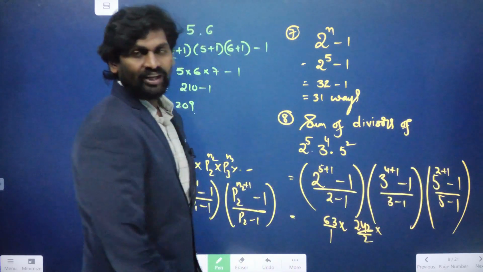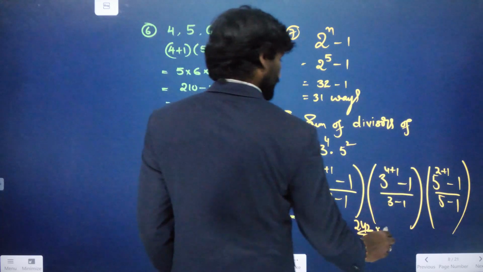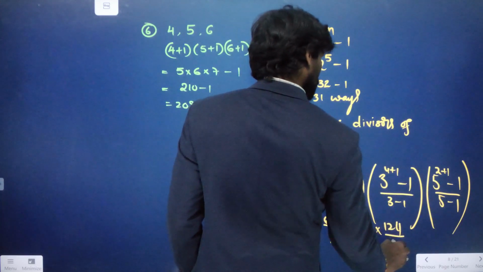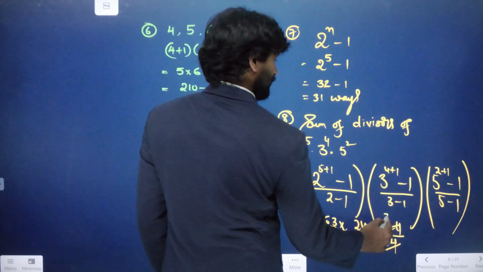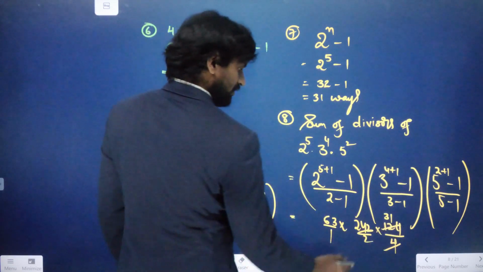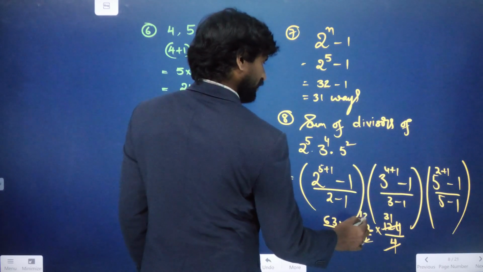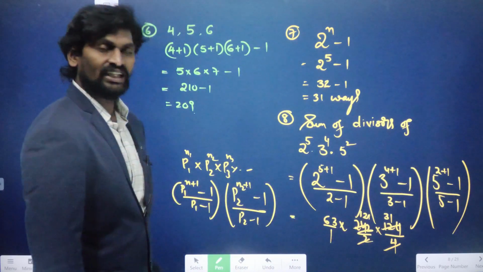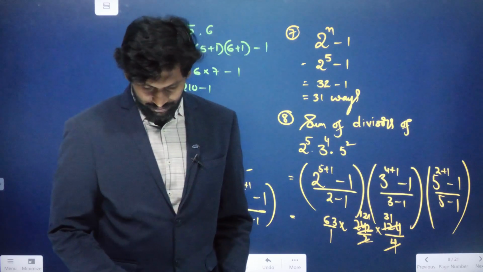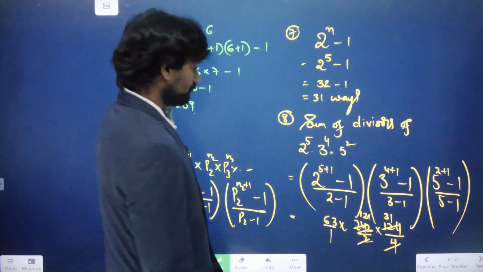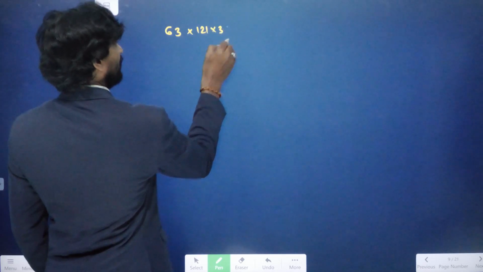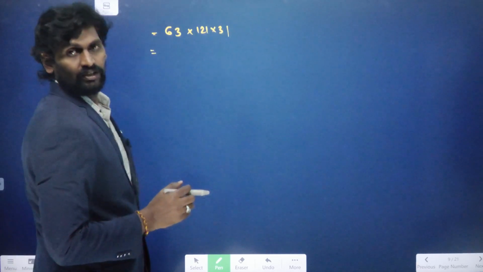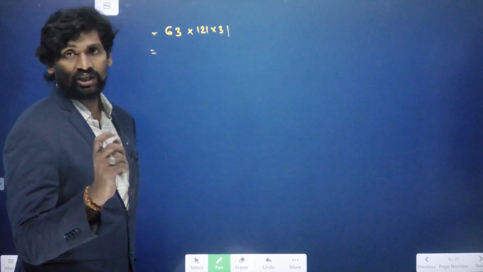Now 5 cube value is 125, minus 1, 124, by 4. Okay, 4 table here, 31 times. 2 table here, 121 times. So 63 into 121 into 31 will be our required answer. 63, 121 and 31. This is the sum of all the numbers. But the answer is given as the product of its primes.